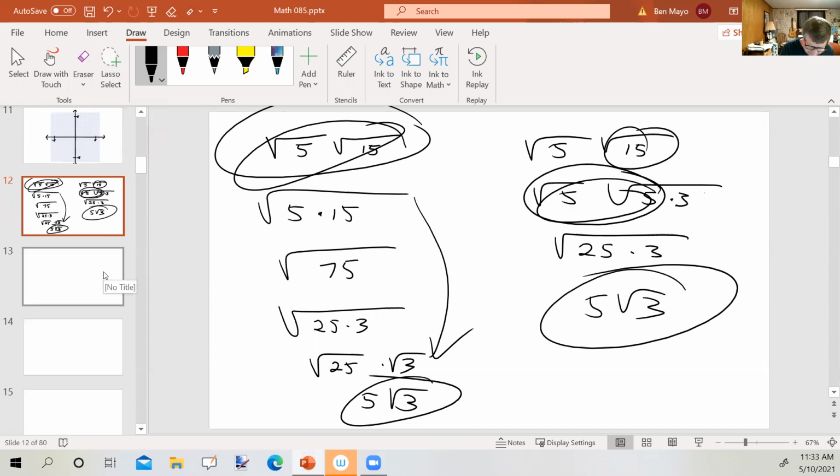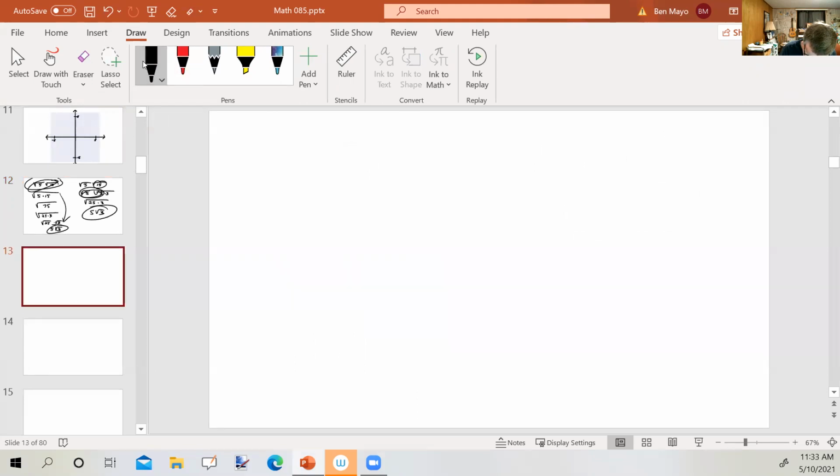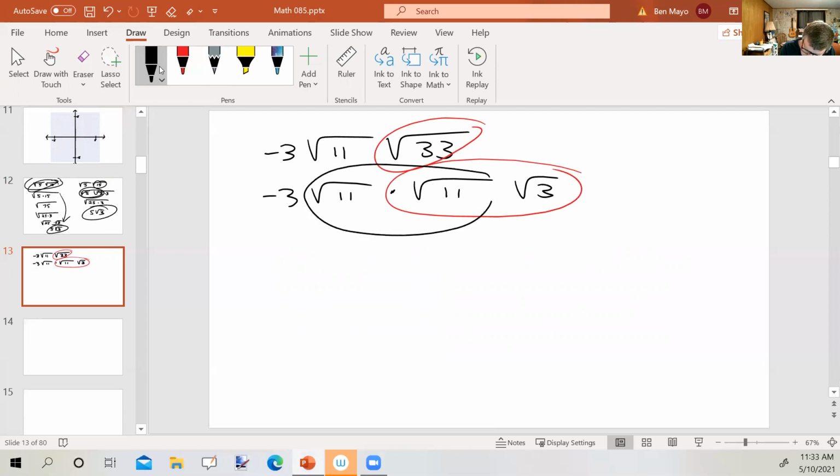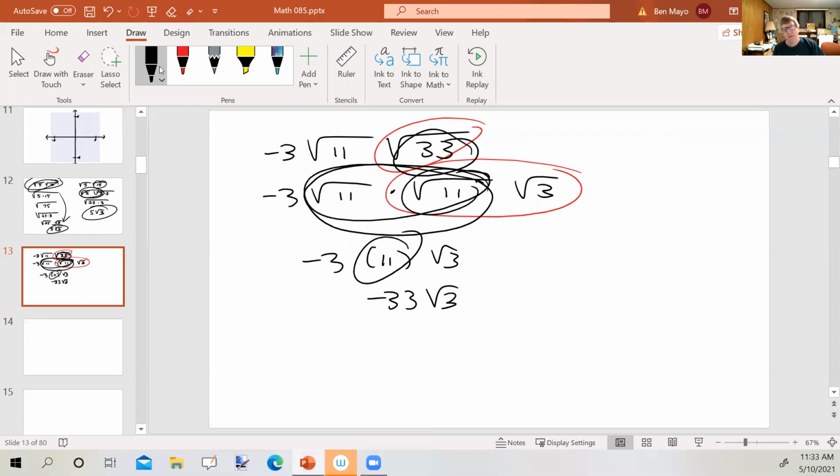Okay, let's say we've got -3 times the square root of 11 times the square root of 33. We could break that apart as -3 times the square root of 11 times the square root of 11 times the square root of 3, because this would equal that. Okay, then we can come back and say, well, that would be 11. The square root of 11 times the square root of 11 would be 11. So we've got -3 times 11 times the square root of 3, or -33 square roots of 3. So we can pull this apart, get this, put it together with that to get something nice outside.